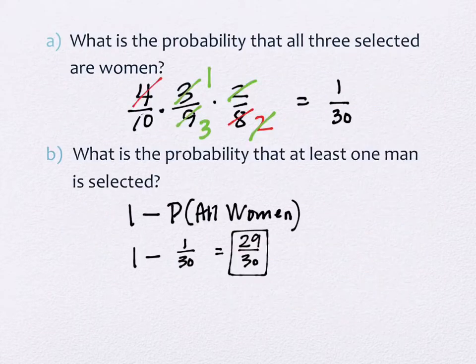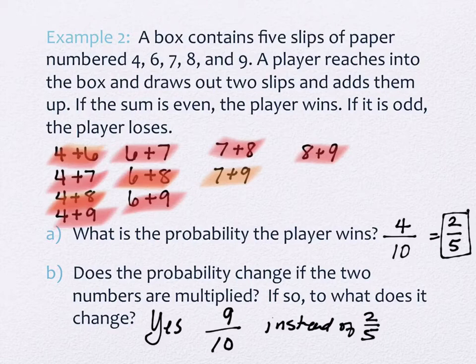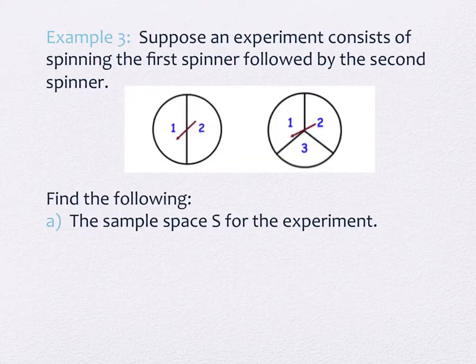And then we did a few examples. This one was the last one we did last time, where it didn't have a tree diagram, but our work was the equivalent of doing a tree diagram, just displayed differently. So this is the one we're on at this point. We're taking a look at a spinner. Example 3 says, suppose an experiment consists of spinning the first spinner, followed by the second spinner. Find the following sample space.